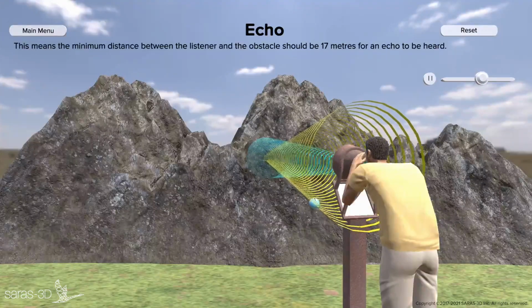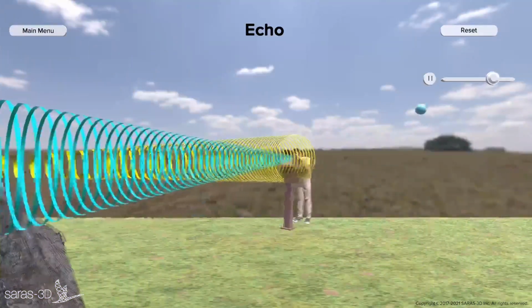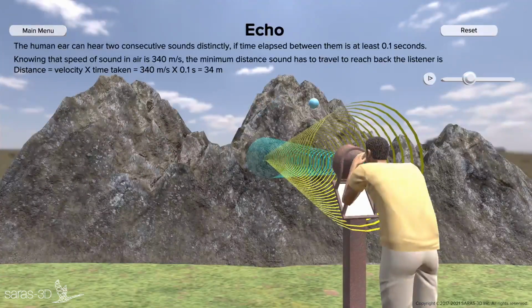Now the question is, what is the condition so that we can hear echo clearly? The condition is that the human ear can differentiate two consecutive sounds if the time elapsed between them is at least 0.1 second. This means if the reflected sound reaches within the time span of 0.1 second, then we will not be able to distinguish the two sounds. Therefore, the time interval between the incident sound and the reflected sound should be greater than or equal to 0.1 second.